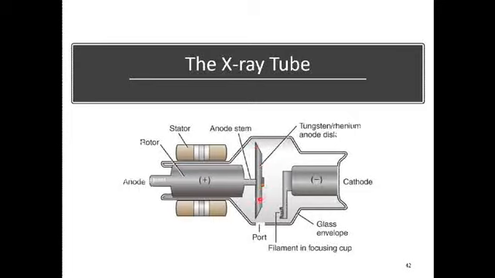Here is your actual target, which is a tungsten disc usually coated with rhenium. Here is your cathode side, your negative side of the tube. This is where your electrons are going to get boiled off. And here is the filament inside the focusing cup. So the filament always looks like this squiggly line here that's also made of tungsten inside your focusing cup. This is the port or the window where the x-rays are going to come out. And all of this is enclosed in a very nice glass envelope. So all of these things you need to be able to label on your exam. Please make sure you study that.